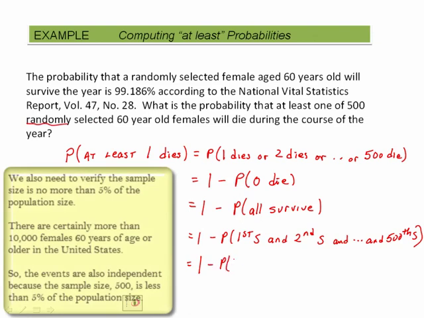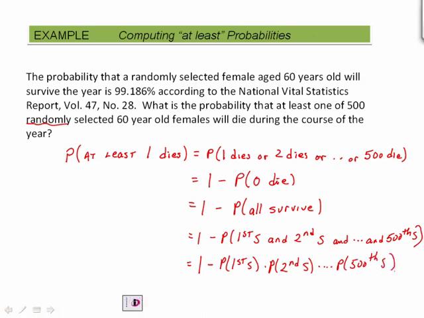So this would be the probability first survives times the probability second survives times the probability the 500th survives. Or it's 0.99186 times 0.99186 times 0.99186, 500 times, which is 0.99186 to the 500th power. And what do I get if I do this computation? 0.017.